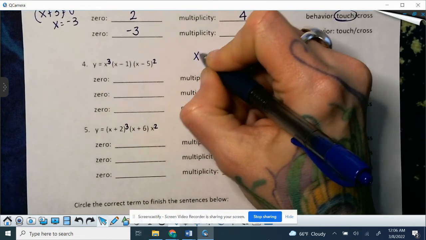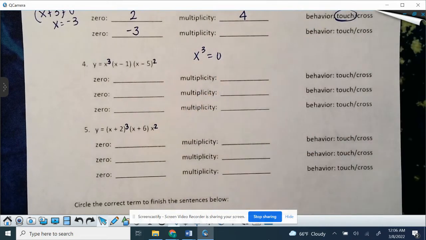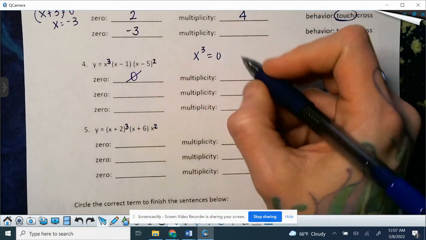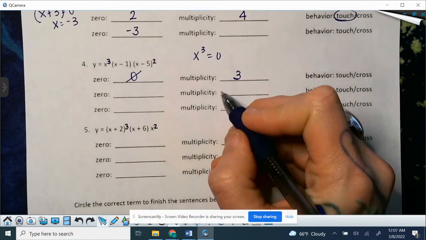So x to the third equals 0. To undo cubing something, or to the third power, you would take the cube root. The cube root of 0 would be 0 times 0 times 0, which means our zero is 0. Our degree is 3, so our multiplicity is 3, which is odd, which means it is going to cross.